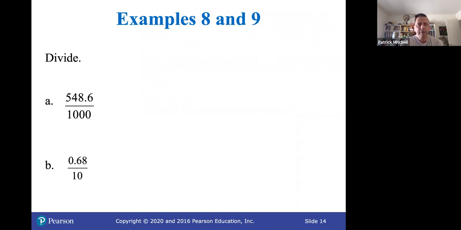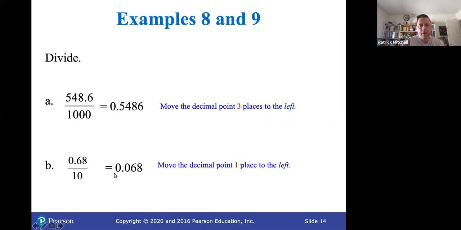All right, so these two should be pretty easy. Give you a chance to think about these two. 548 and 6/10 divided by 1,000. There are 3 zeros in 1,000, so 1, 2, 3. The decimal point is going to go right in front of the 5. So that's going to be 5,486 ten thousandths. In this one, we're dividing by 10. Decimal point goes 1 place to the left. The answer is 68 thousandths.